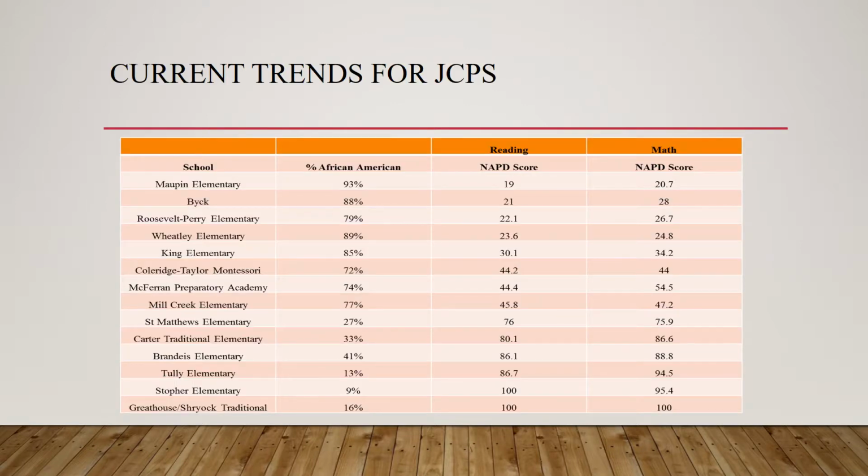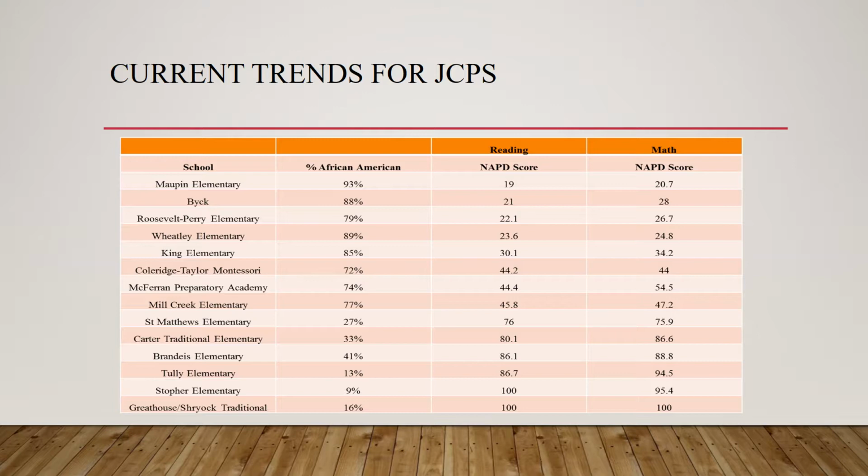So how does the research show up in our elementary schools within JCPS? The chart highlights the reading and math scores according to the Kentucky Performance Assessment we take annually, from the 2015-16 school year. I have it sorted based on the reading scores from lowest to highest. Maupin Elementary scored 19 points in reading and 20 points in math, and they have 93% enrollment of African Americans.